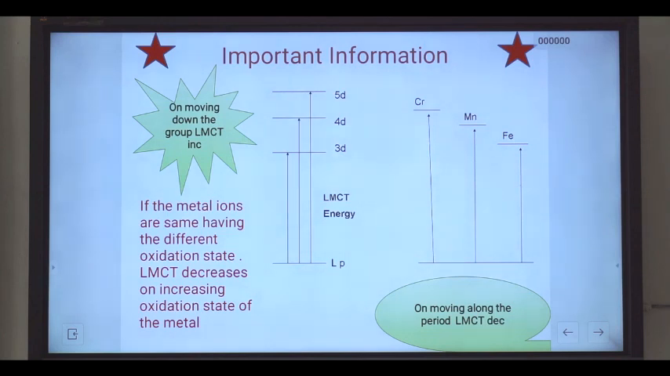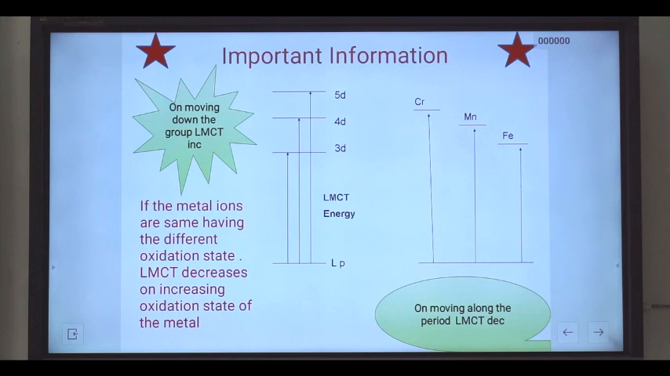the objective questions, because most of the students have theoretical knowledge about charge transfer transitions, how the ligand to metal charge transfer occurs, and how metal to ligand occurs. But whenever it comes to the application part, how it applies to solving the objective questions, then there is a problem. So the important information which we consider is on moving down the group.